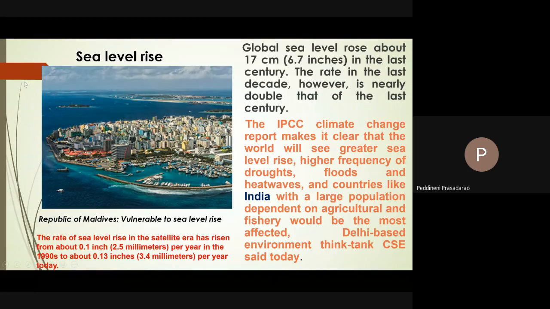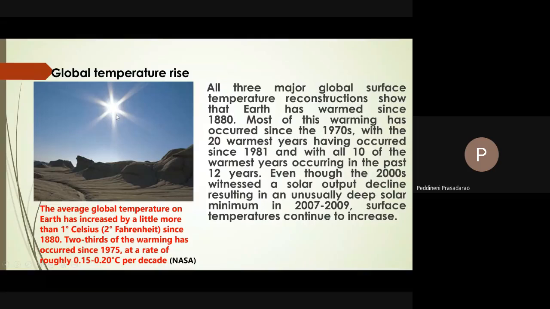Some of the countries we have already seen are Maldives, Madagascar, Japan, Bangladesh, and of course India is also showing these signs. If you look at the east coast, the Tamil Nadu portion, people have observed some sort of subsidence on the Tamil Nadu coast. So we have some indications already seen as far as sea level rise is concerned. And then, global temperature rise.